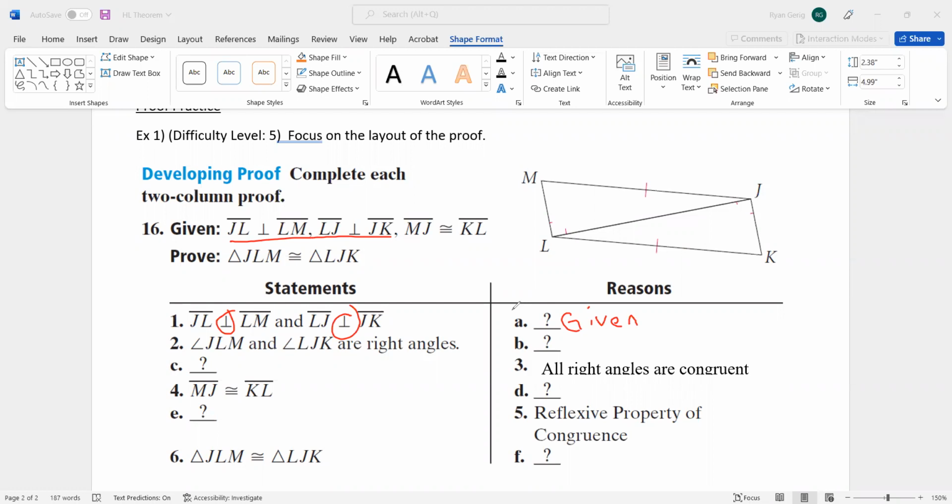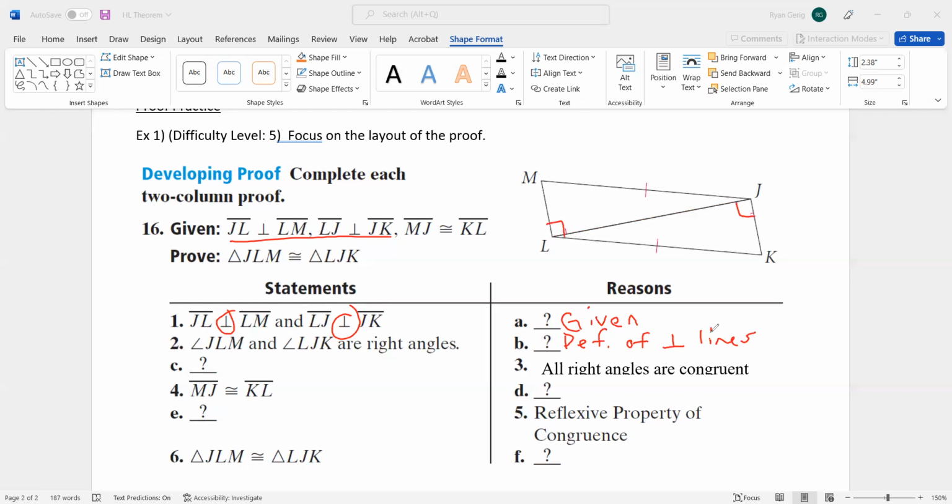And then notice what I'm saying. JLM and LJK are right angles. Okay. Why are they right angles? Well, that's the definition of perpendicular. I told you that those two lines are perpendicular. And so I'm using the definition of perpendicular lines to conclude that JL and LM meet at a right angle. Okay, that's what that's concluding. So this is a right angle, and this is a right angle.